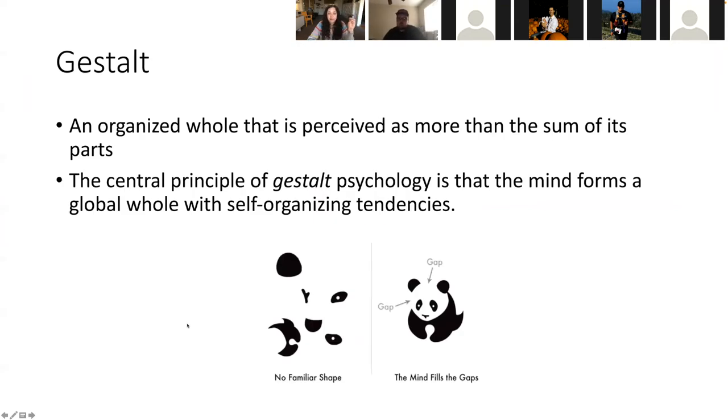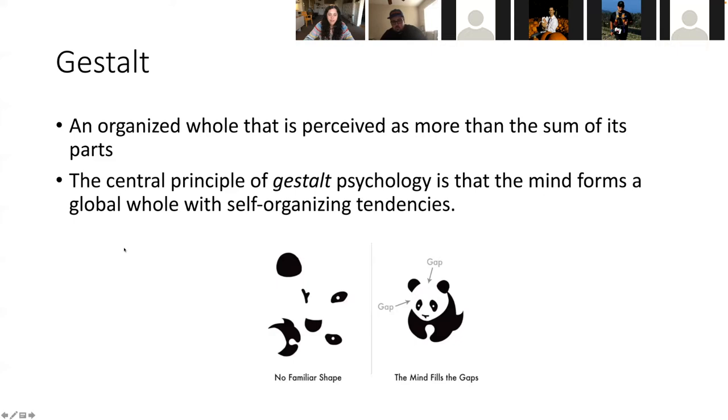Okay, gestalt is a word that I like to put out there. It's a very designy word. It's kind of like when we have to say Bauhaus all the time and it sounds funny, but it's a great vocabulary word for you to know. What that means is an organized whole that is perceived as more than the sum of its parts. The central principle of Gestalt psychology is that the mind forms a global whole within itself, with self-organizing tendencies. So what that means is our mind automatically fills the gaps in when we see shapes, when we see negative space, and it's a really important principle in logo design.